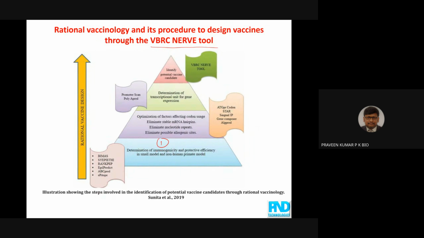We determine the immunogenicity and protective efficiency in small models like mice, rats, etc., not a non-human primate model, which can be up to chimpanzees. So whatever we determine, the immunogenicity and protective efficiency of the particular vaccine, this is step number one. For doing this, we can use these tools.